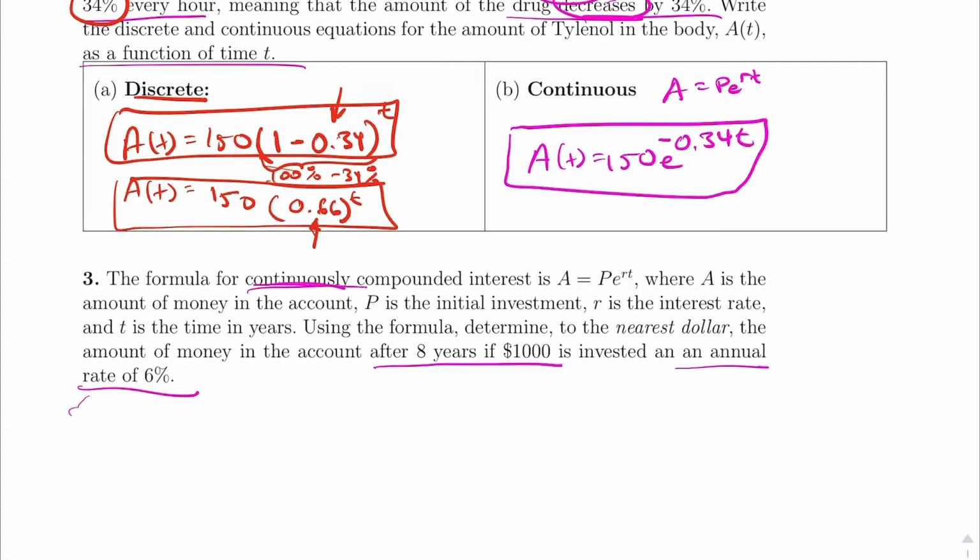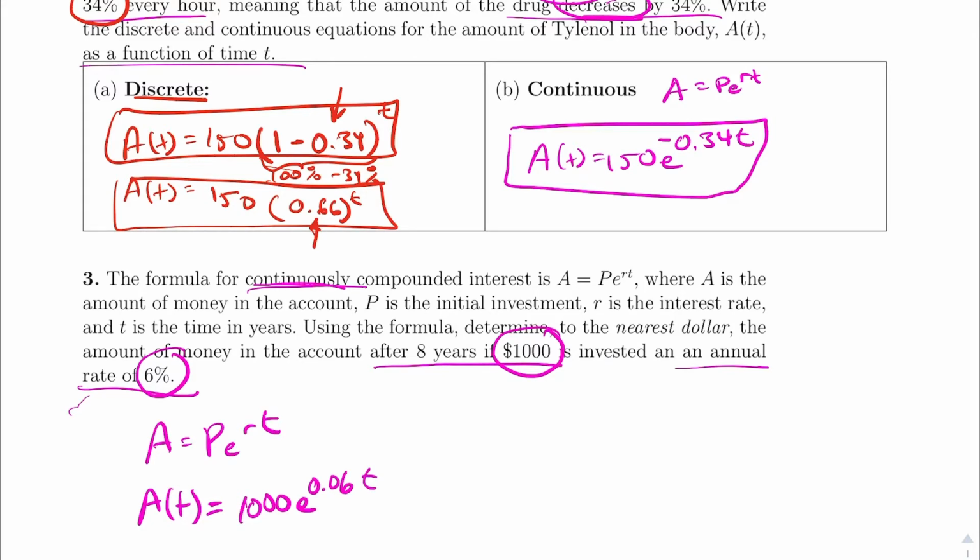Because this one uses the phrase "continuously," we know we're using A equals P e to the RT as our formula. So A of t is equal to P, $1,000 is invested, times e, because e is always the number e, r is 0.06, because we want to write that as a decimal, and then t. In particular, we want to know the amount after 8 years, so we just need to plug in 8. So we get 1,000 times e to the 0.06 times 8.